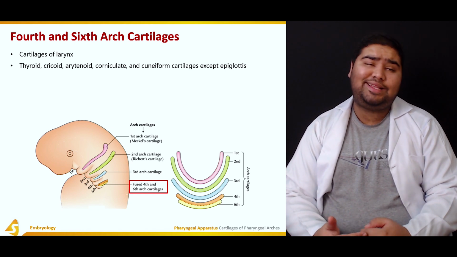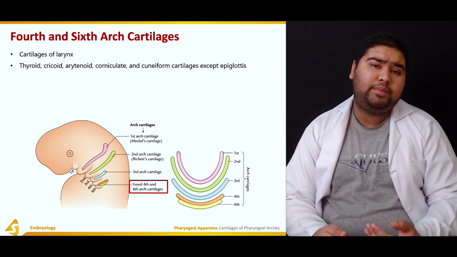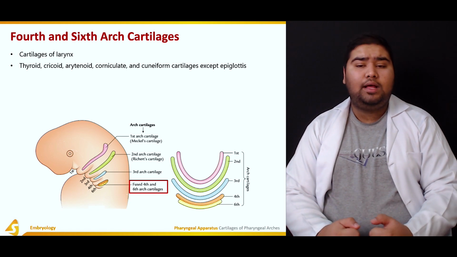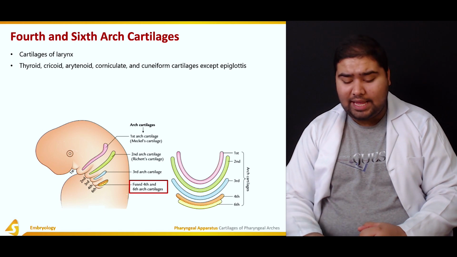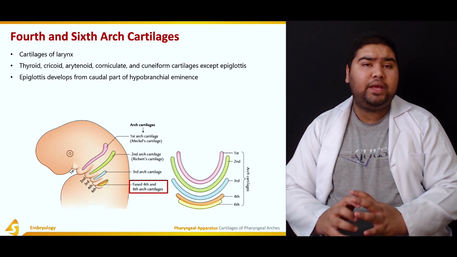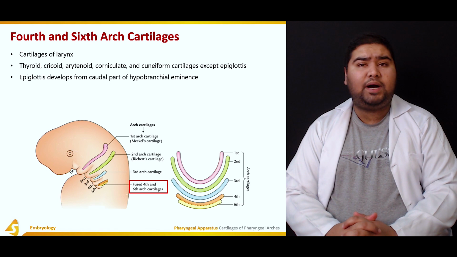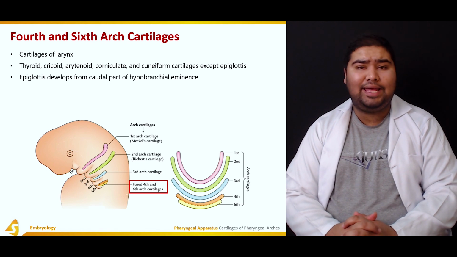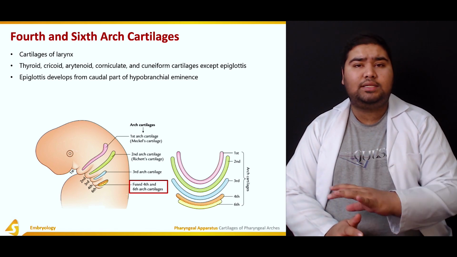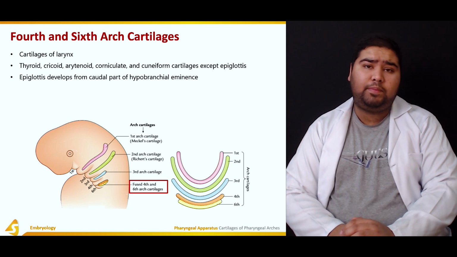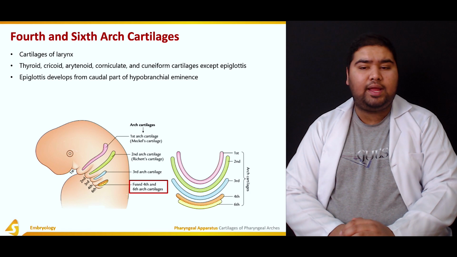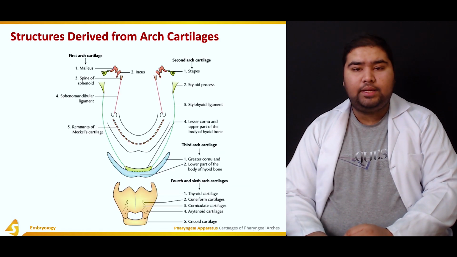The only cartilage that is not formed by the fourth and sixth arch cartilage in this area is the cartilage of the epiglottis. So the epiglottis develops from the caudal part of the hypobranchial eminence. So the cartilage of the epiglottis, or the epiglottis itself, develops from the caudal part of the hypobranchial eminence.